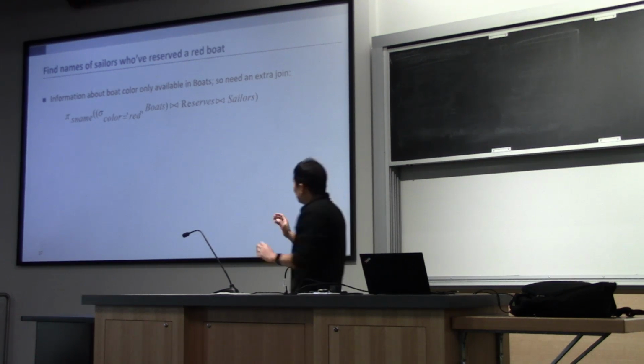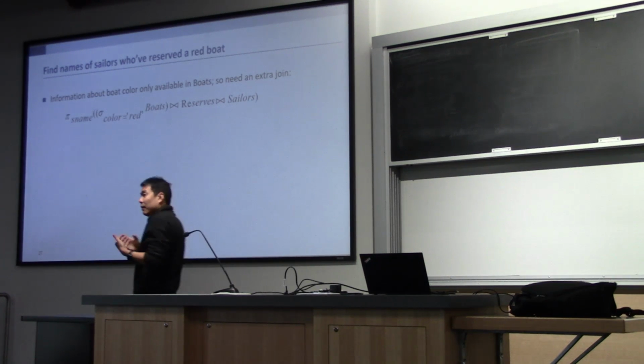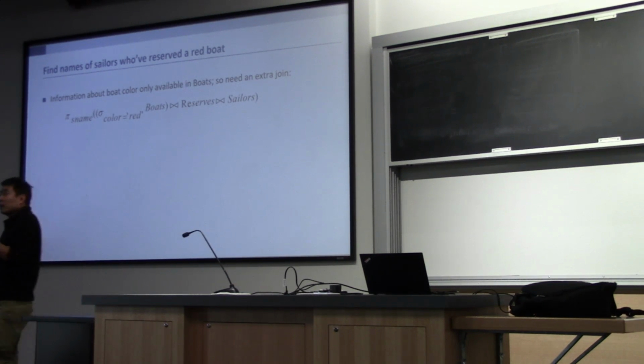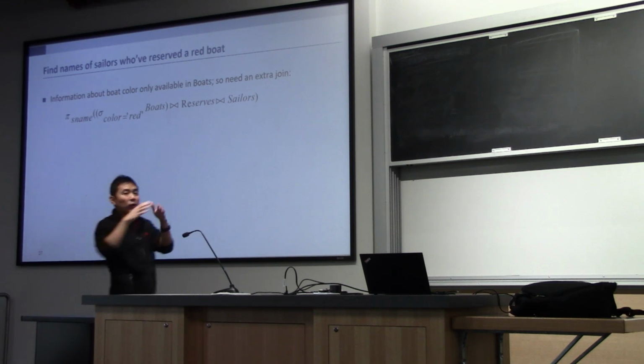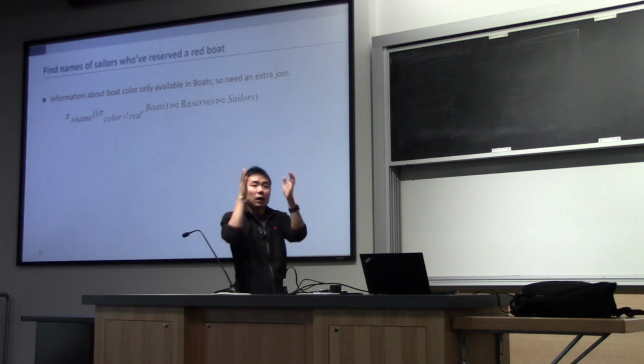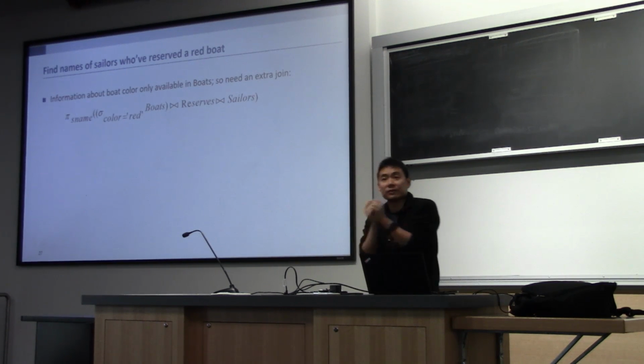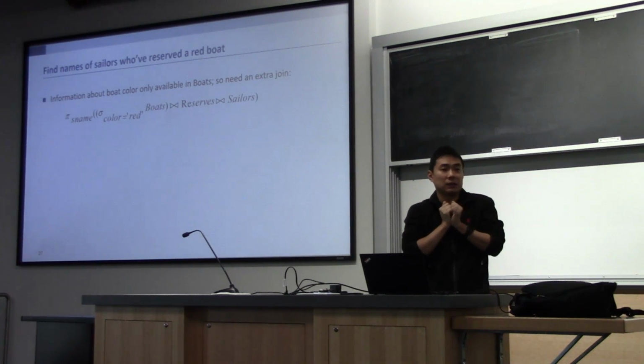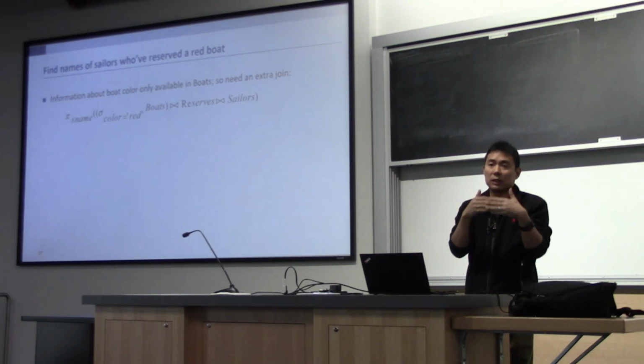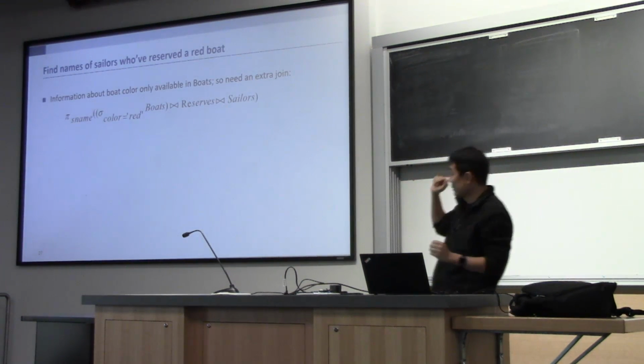So option number one is you select those red color boats from the boat table. Then you naturally join those with reserve. The natural join happens on the boat ID column. Remember, natural join says, I take two instances and enforce equality condition on common attributes. The common attribute between boats and reserve is BID. So I enforce equality condition on BID. That's essentially what happens over there.